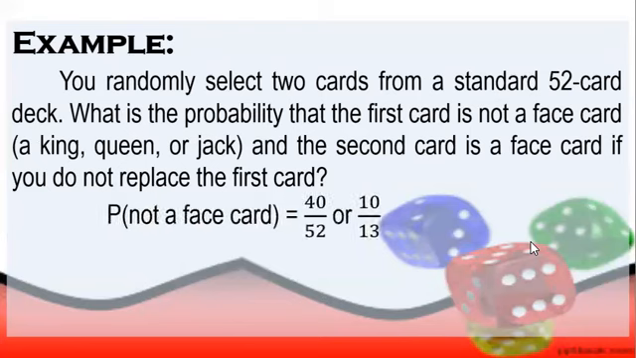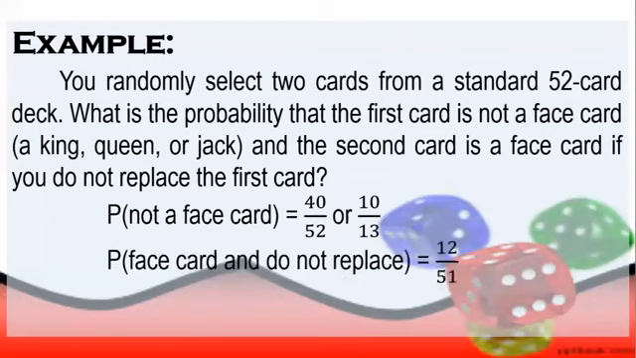Okay? So first, identify muna natin kung ilan yung hindi po face card. So dun sa ating card, we have from ace hanggang 9, we have 10 cards sa bawat diamond, heart, spade, at saka club. So we have 40 cards that are not king, queen, or jack. Or in lowest term, it is 10 over 13. So 52, all in all, 52 cards in the standard deck.